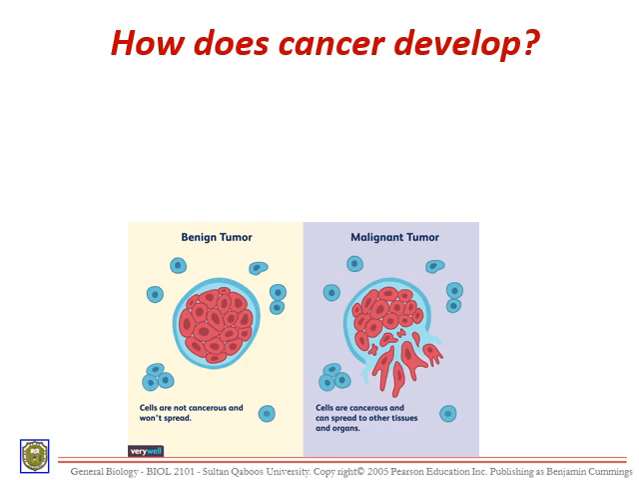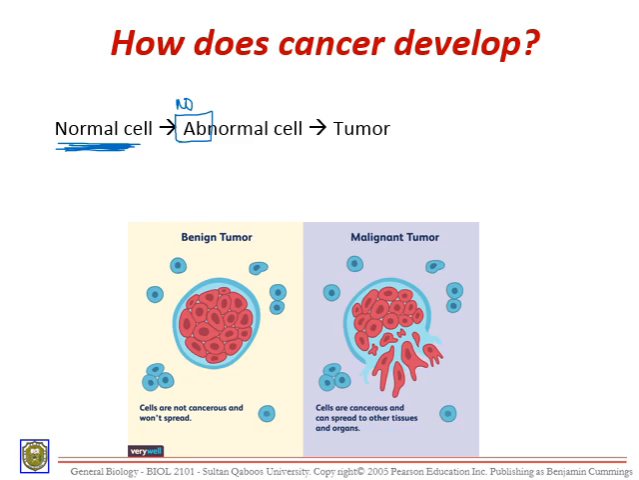All right, how does a cancer cell develop? Well, you start with a normal cell. A normal cell is regulated. There are controls, there are checkpoints that make sure that cells are dividing at the required rate. But sometimes that normal cell can change to an abnormal cell. Ab means not in science, so abnormal means it's a cell that is not normal. Why does this happen? It happens sometimes due to genetic changes.